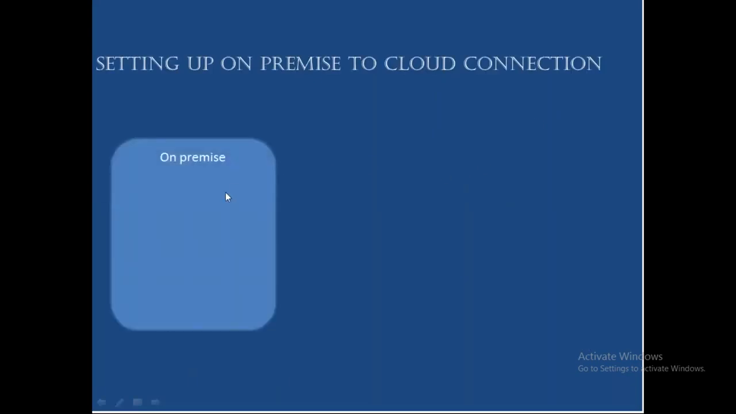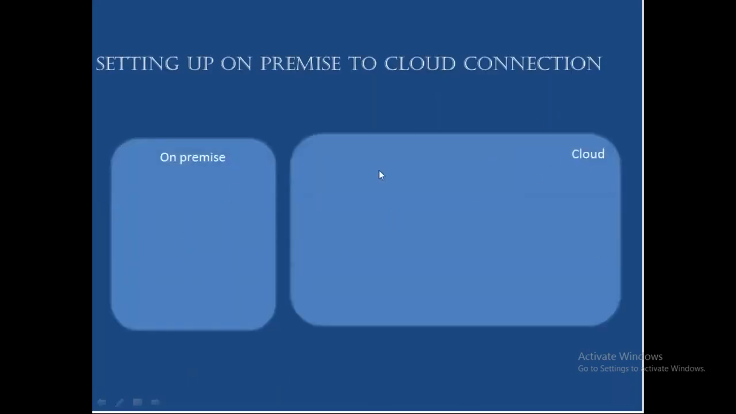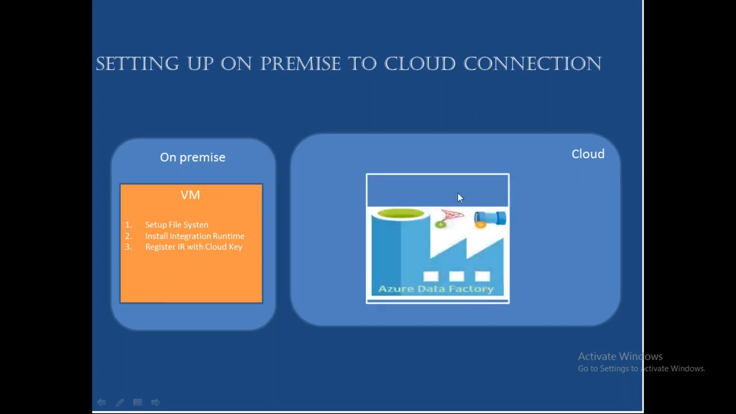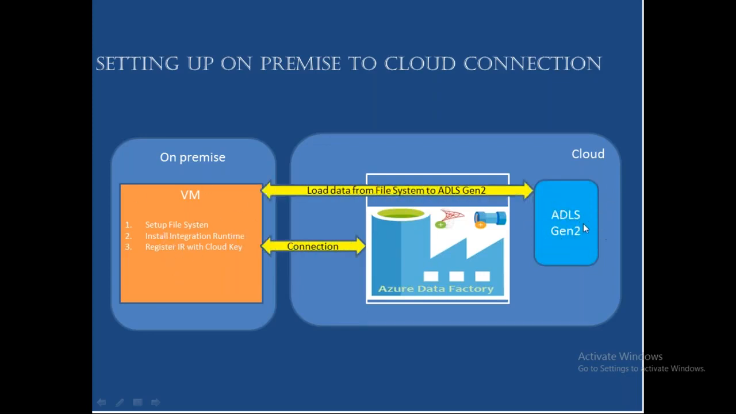Now you see, friends, setting up on-premise to cloud connection. We have an on-premise, then we have a cloud. In on-premise, we already created the VM, right? The VM is nothing but on-premise. Inside the VM, I will set up the file system and install the integration runtime. Then I need to register this IR with the cloud key. What is that cloud key? I need to get it from Azure Data Factory. Then I can establish the connection. Then I have Azure Data Lake Storage Gen2 here. I need to bring the files from the on-premise file system to the Data Lake Storage Gen2. This is what we are going to do.